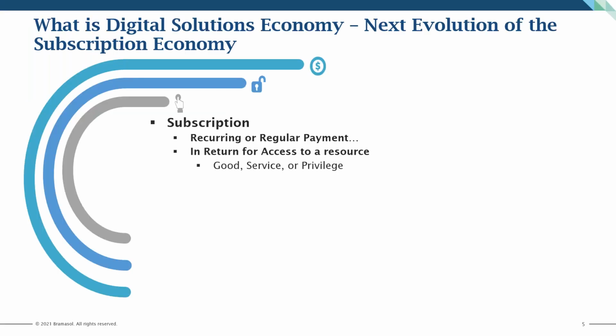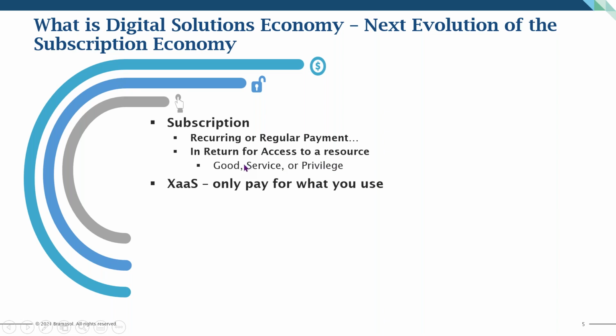So with that in mind, what I'd like to talk about is the digital solutions economy. For us, it's the next evolution of the subscription economy. We're all familiar with subscriptions. We all understand how those work. Whether you've been using cell phones for years, or you've had a subscription to a magazine, it's a recurring payment, a regular payment in return for goods, services, or access to a privilege. An example of that access to a privilege might be something like a gym.